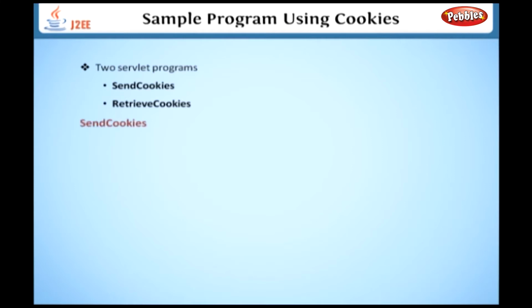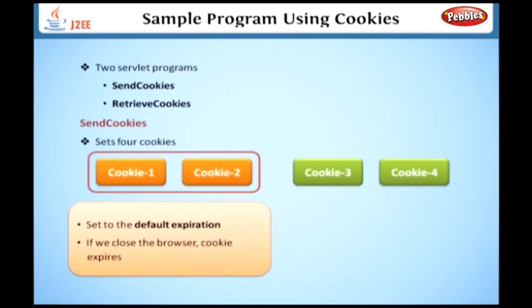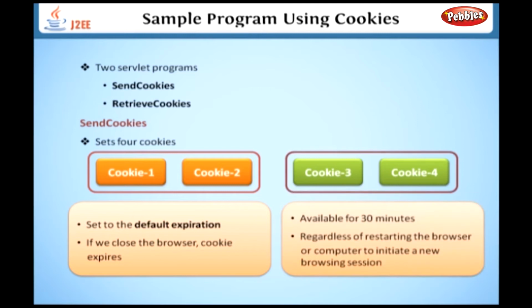The SendCookies servlet sets 4 cookies. In this, we set 2 cookies to the default expiration, i.e., whenever we close the browser, the cookie expires. The other 2 cookies will be available for the next 30 minutes, regardless of whether the user restarts the browser or reboots the computer to initiate a new browsing session. After 30 minutes, these 2 cookies are also expired.